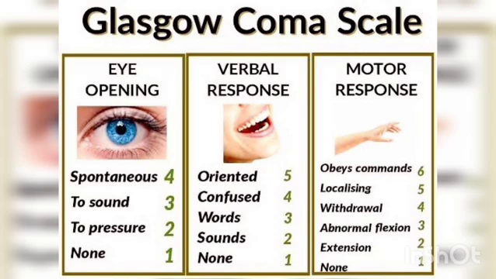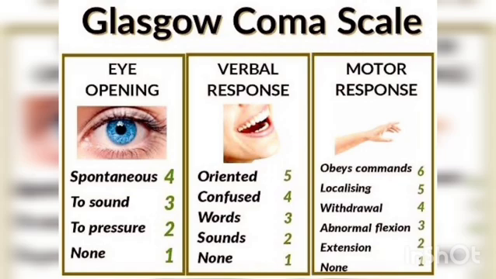So next we'll see verbal response. Talk to the patient, ask simple questions like name or place. If they answer correctly, you can give score 5. If they are in a confused state, you can give 4. If they say unrelated words, you can give score 3. If they only make some incomprehensible sounds, you can give 2. And if there is no response, you will give score 1.